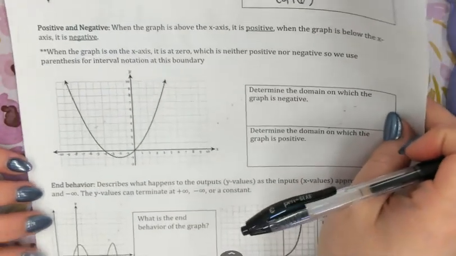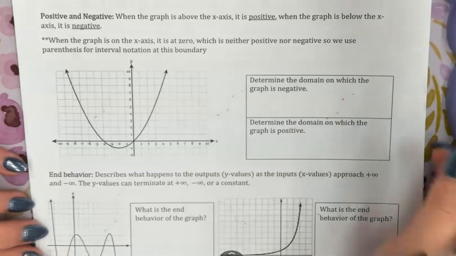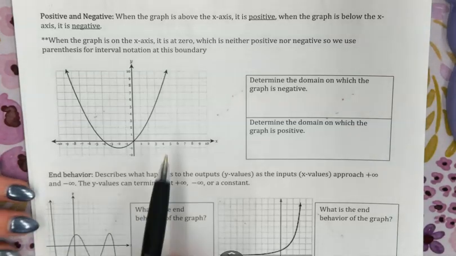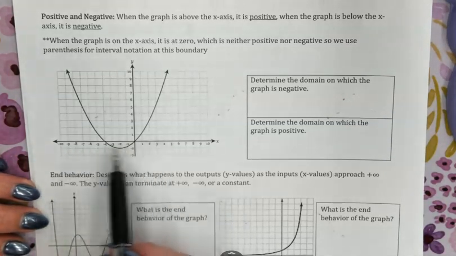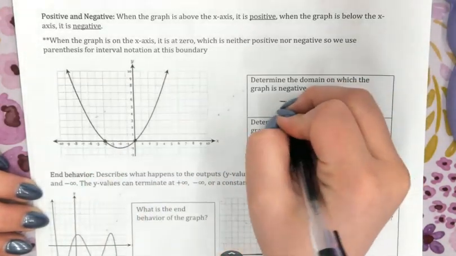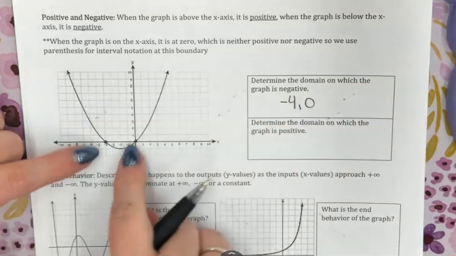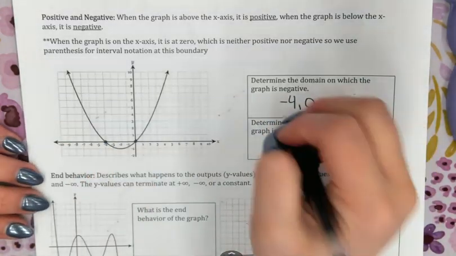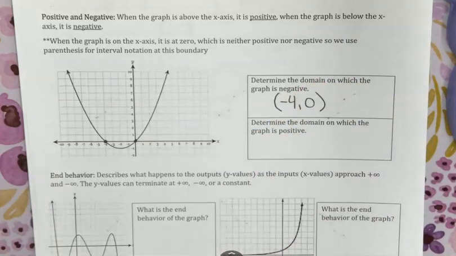Okay, what about positive and negative? This is when is your graph above the x-axis and when is it below the x-axis. And you're going to use your x values to indicate this. So let's start with where it is negative. When is it below the x-axis? Well, that's here from -4 to 0. Now, at both of those points, my graph is 0. 0 is neither positive or negative, so it's going to be marked as parentheses at that boundary.